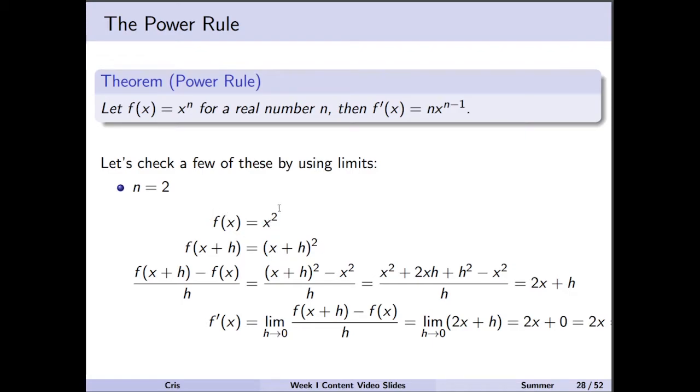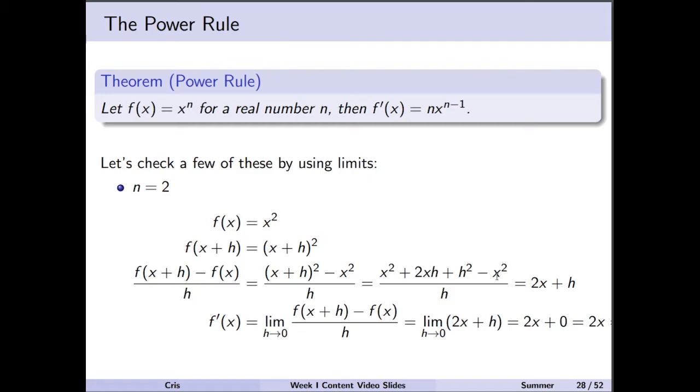F of 7 is 7 squared. F of a million is a million squared. So f of x plus h is x plus h squared. We look at the difference quotient, which gives us the average rate of change, f of x plus h minus f of x over h, and we get x plus h squared minus x squared over h. X plus h squared is x squared plus 2xh plus h squared. We subtract the x squared off, and the terms that don't have h in them cancel.